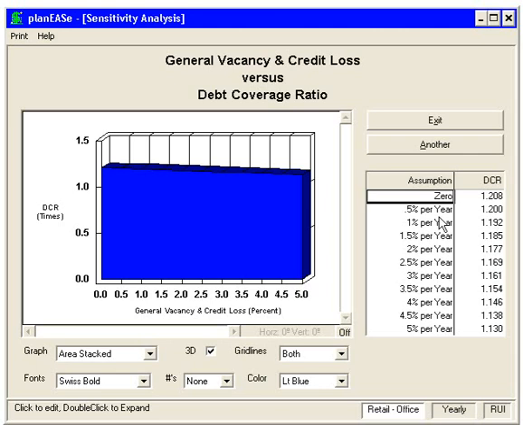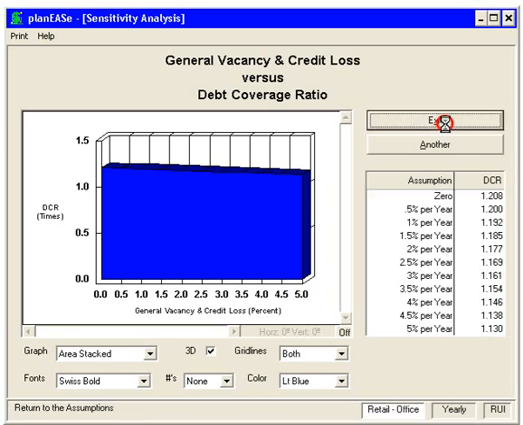Of course, the more vacancy there is, the less income there is, the less ability there is to pay back the debt service. In this ratio, the debt service is staying the same. We're just lowering the amount of net operating income to pay back that debt service.